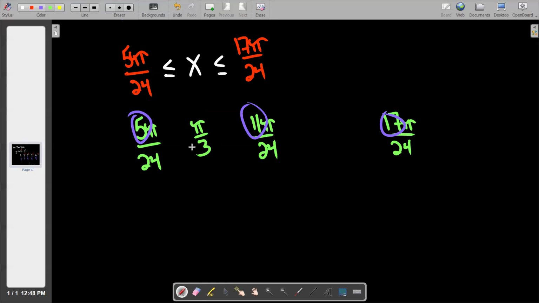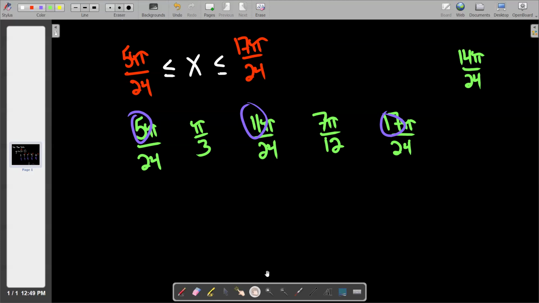And then finally, what's halfway between 11 pi over 24 and 17 pi over 24? And so what is it? 14 pi over 24, which again, if we reduce it down is 7 pi over 12. The problem is at this point over. I hope you understand what I mean when I say that. The math is done. Now all we have to do is set the graph up.